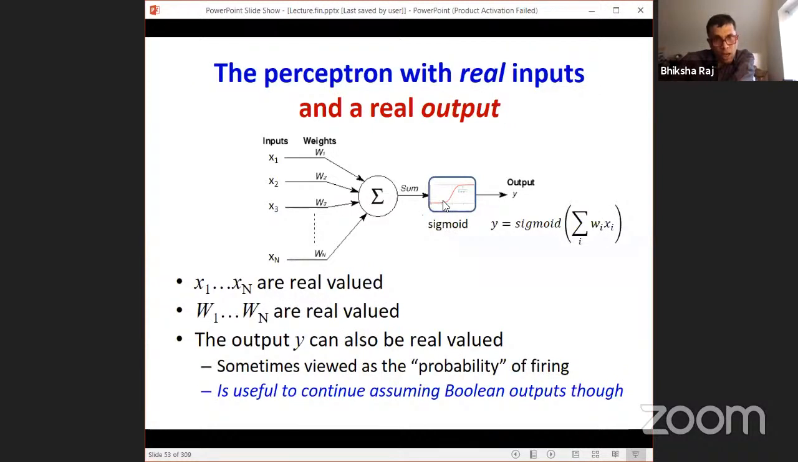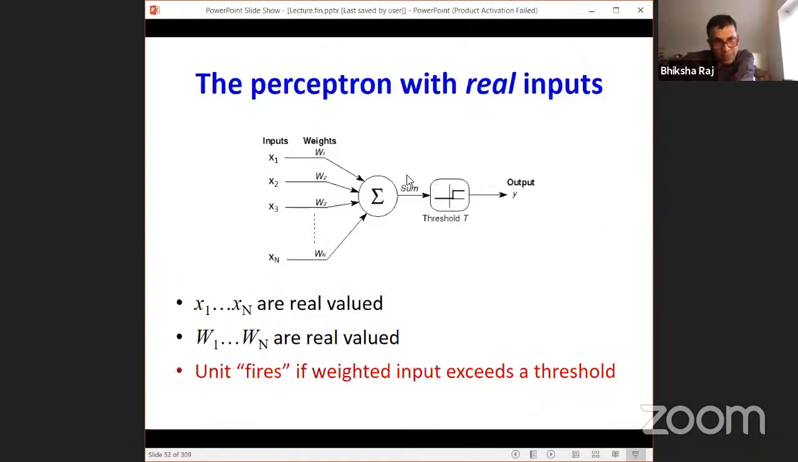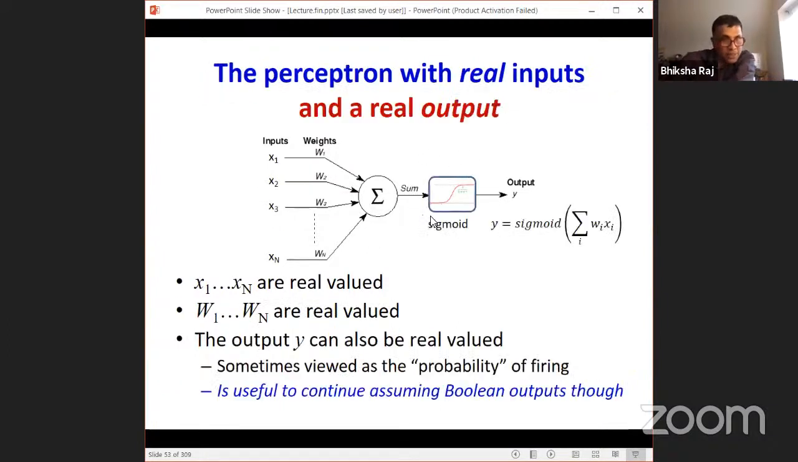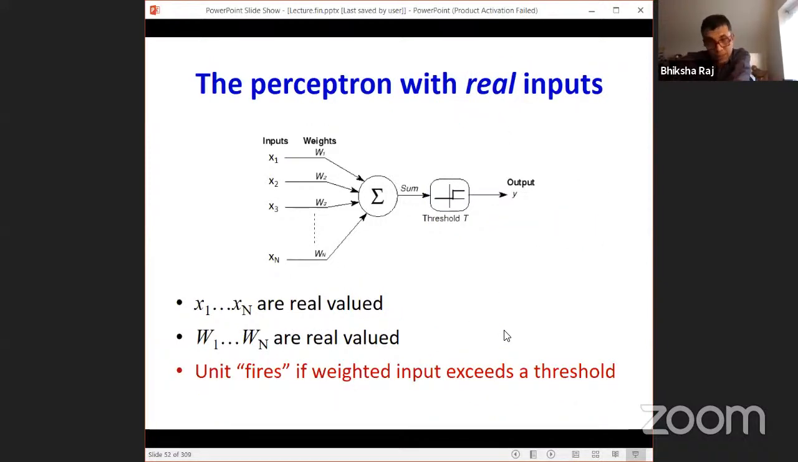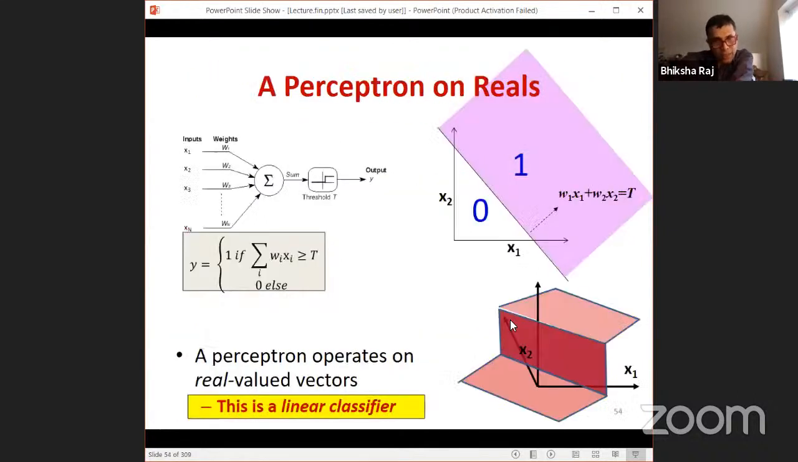So in fact, once I look at it this way, I can say that this is the same as computing a weighted sum of the inputs and putting it through a threshold function. I can replace the threshold function with something else, like a smooth version of the threshold, like the sigmoid, and you can view the output as the probability of firing, and it's useful too. But this is just an FYI. I'm going to continue assuming this threshold gate because it provides really nice intuition.